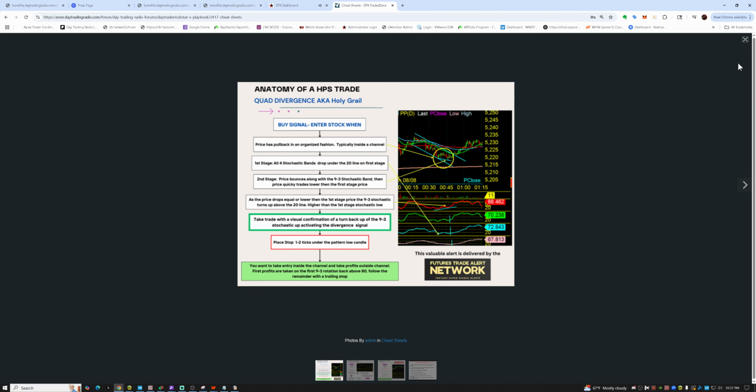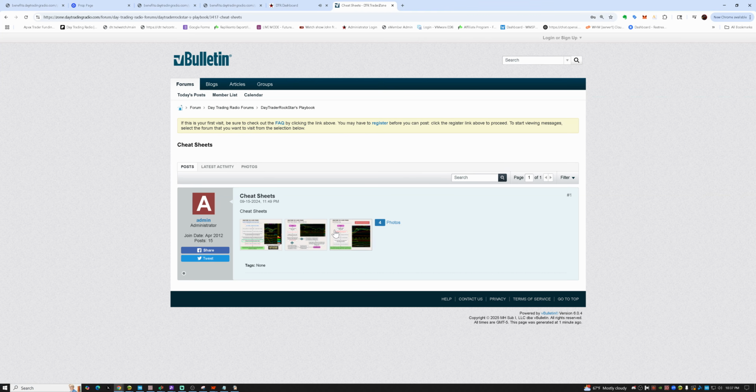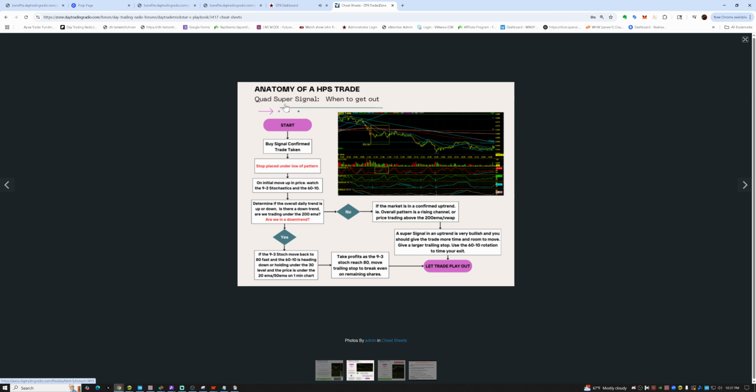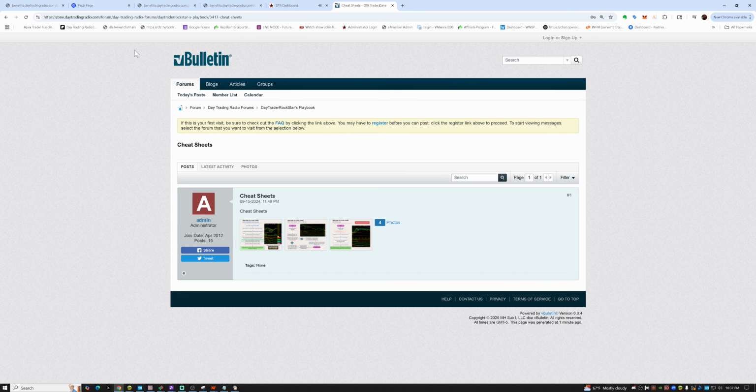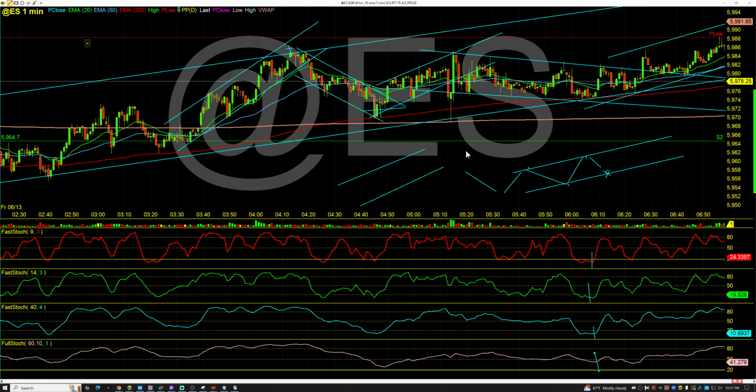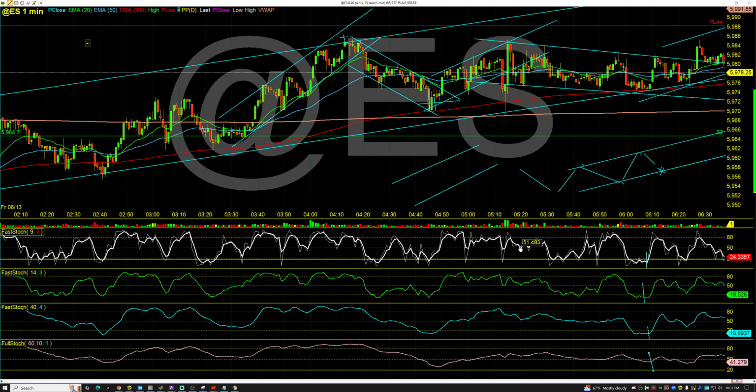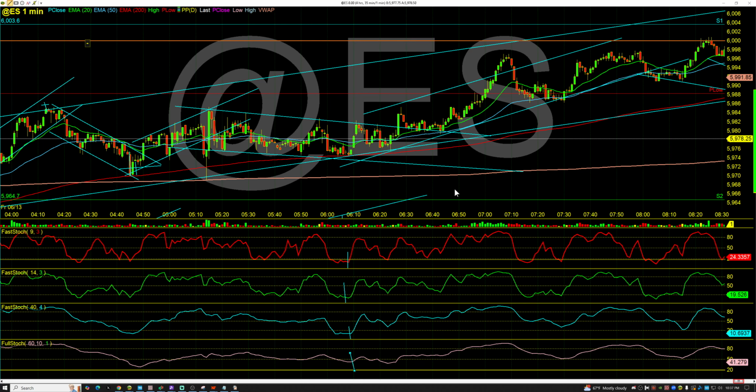Just a lot of stuff that was done. And then we have the quad super signal when to get out. That's very important, when to get in and when to get out. It's all there, so that's where you would get it on the top of that dashboard. I just wanted to show you that fast, so I don't have to deal with the emails.